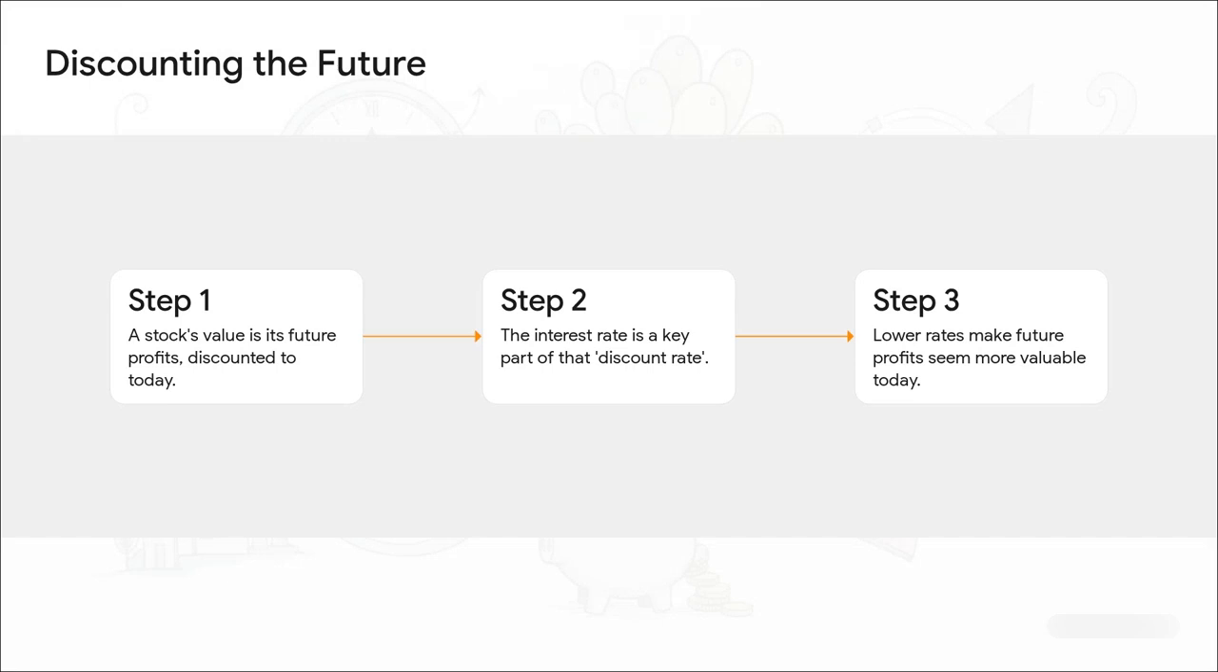All right, let's unpack this with 3 simple steps. First, we all know that $1 you get tomorrow is worth less than $1 in your hand today, right? So financial analysts have to discount a company's future profits to figure out their value in today's money. Step 2, that interest rate we've been talking about, it's a massive piece of that discount math. And third, and this is the real light bulb moment, when interest rates are low, you don't have to discount that future money as much, and boom, all those future profits suddenly look way more valuable, right here, right now.